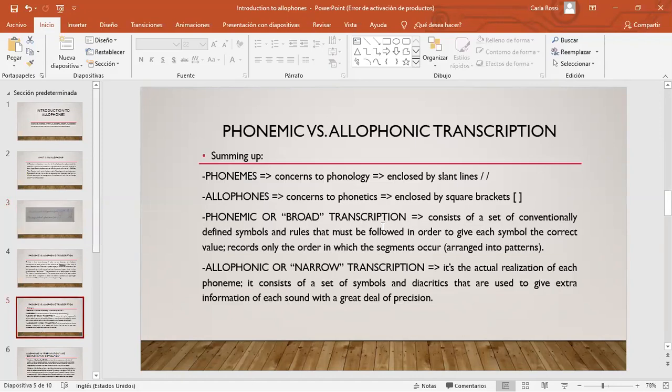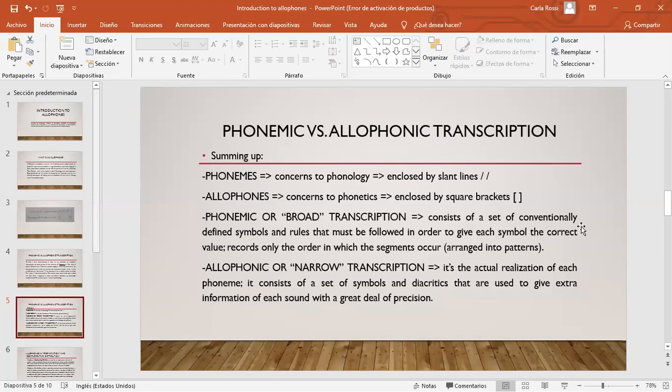Let's go back to this. So phonemic or broad transcription consists of a set of conventionally defined symbols and rules that must be followed in order to give each symbol the correct value. It records only the order in which the segments occur, arranged into patterns.